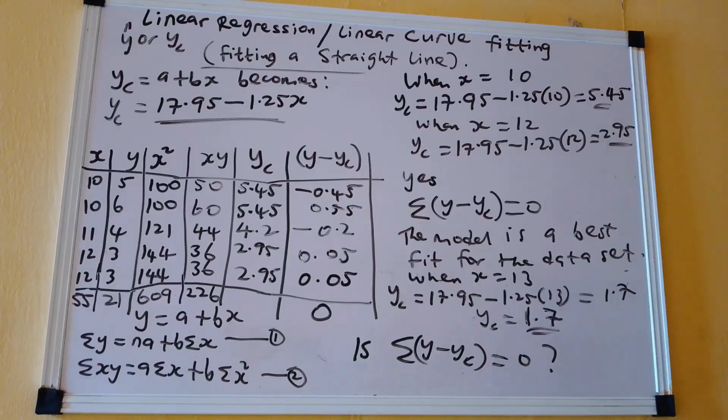As we can see in this example of income and expenditure, as the value of x is increasing, the value of y is decreasing. We saw that it can be seen visually from the data set, and we even went ahead to use the regression model, the straight line model, the linear curve, to estimate the value of y when x equals 13. We got the estimated y to be 1.7, which has reduced from 3 to 1.7, as x has increased from 12 to 13.